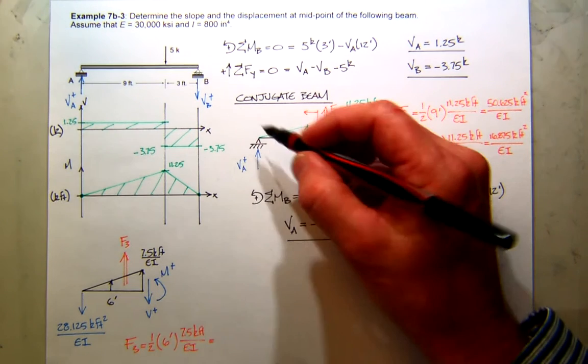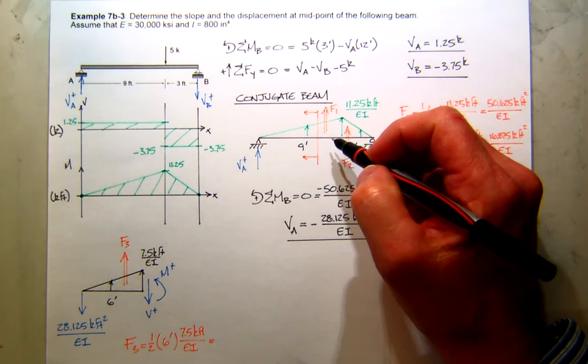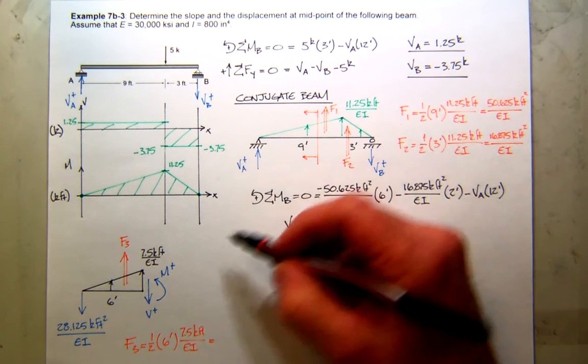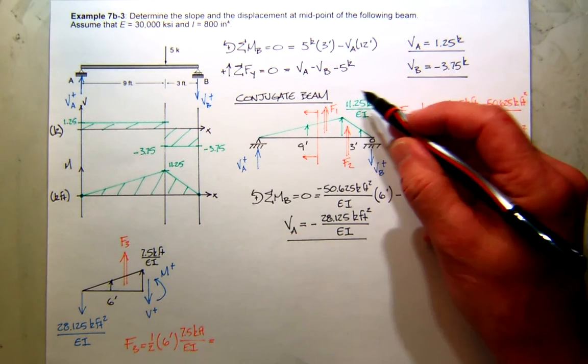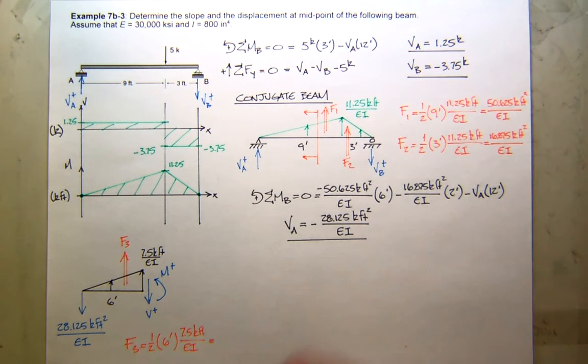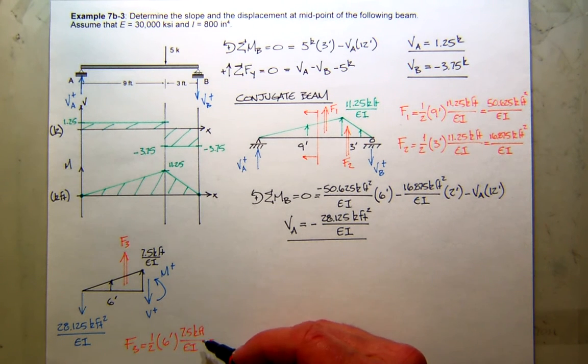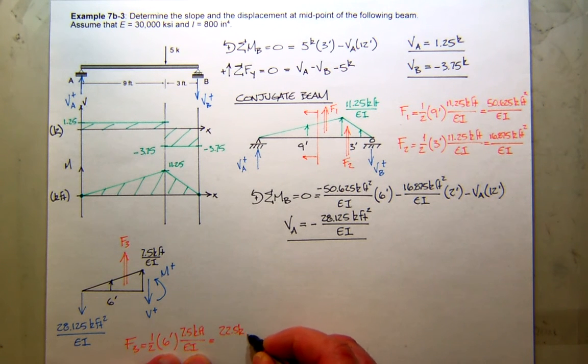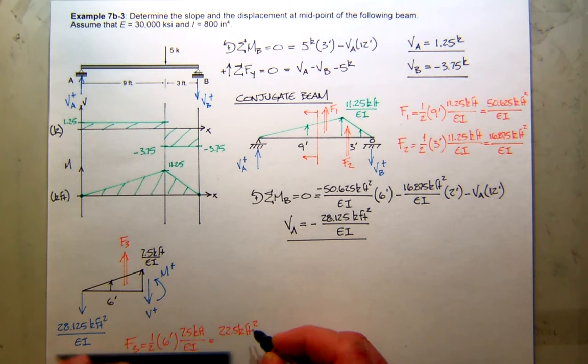So all I did was say, 6 is 2/3 of 9. So this should be 2/3 of 11.25. I think this is 22.5. You guys get 22.5? So 22.5, and that will be kip feet squared over EI.